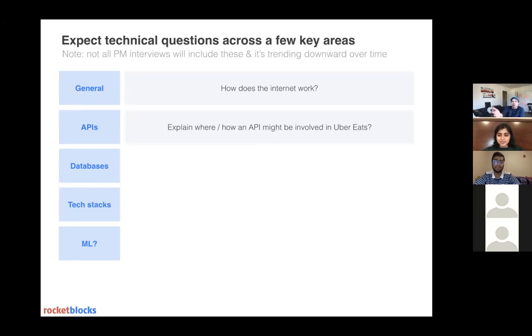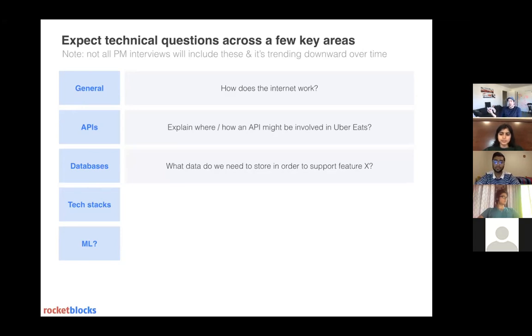APIs, we talked about this before. Some of them can be super general questions, but more specific ones like, tell me how an API might be involved with Uber Eats, or how would an API be used in the LinkedIn newsfeed or the Facebook newsfeed? Or, do you think DoorDash has APIs? Tell me how they might be used. They're trying to get your sense of whether you understand how these products fit together.